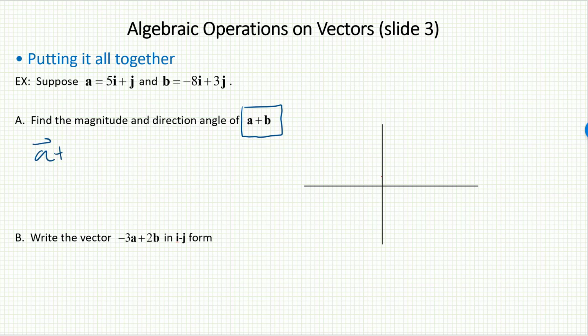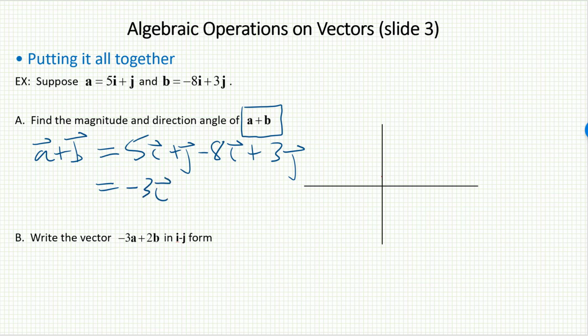Well, probably my best bet here would be to go ahead and write down what vector A plus B is. And again, this is very easy. All I'm being asked to do is add these two vectors together. Well, it's kind of like adding like terms. 5i minus 8i is negative 3i. That's the horizontal components. 1j plus 3j is positive 4j, and that's it. There's my A plus B vector.